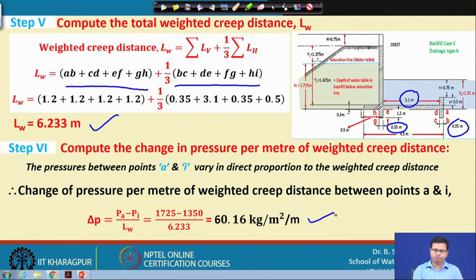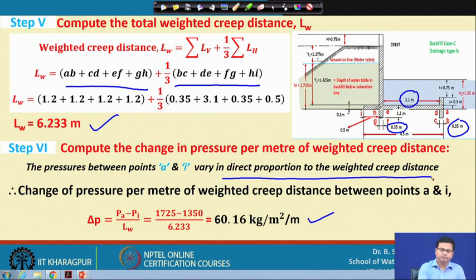So, we will be getting 60.16 kg per meter square per meter length of weighted creep distance. This is based on the assumption that the pressure between the points A and I varies in direct proportion to the weighted creep distance. So, if you want to estimate the pressure for a specific creep distance, then we have to multiply delta P with that weighted creep distance. Then we will get the pressure at in-between points, that is B, C, D, E, F, G and H.